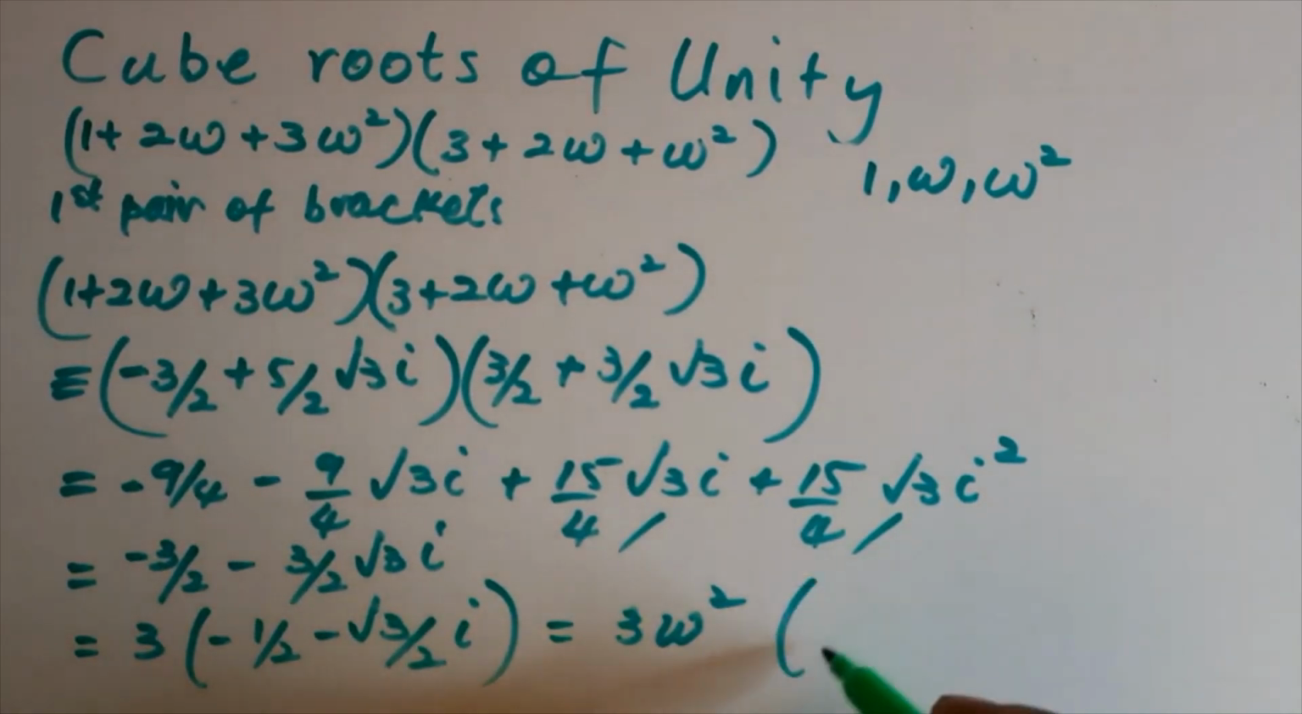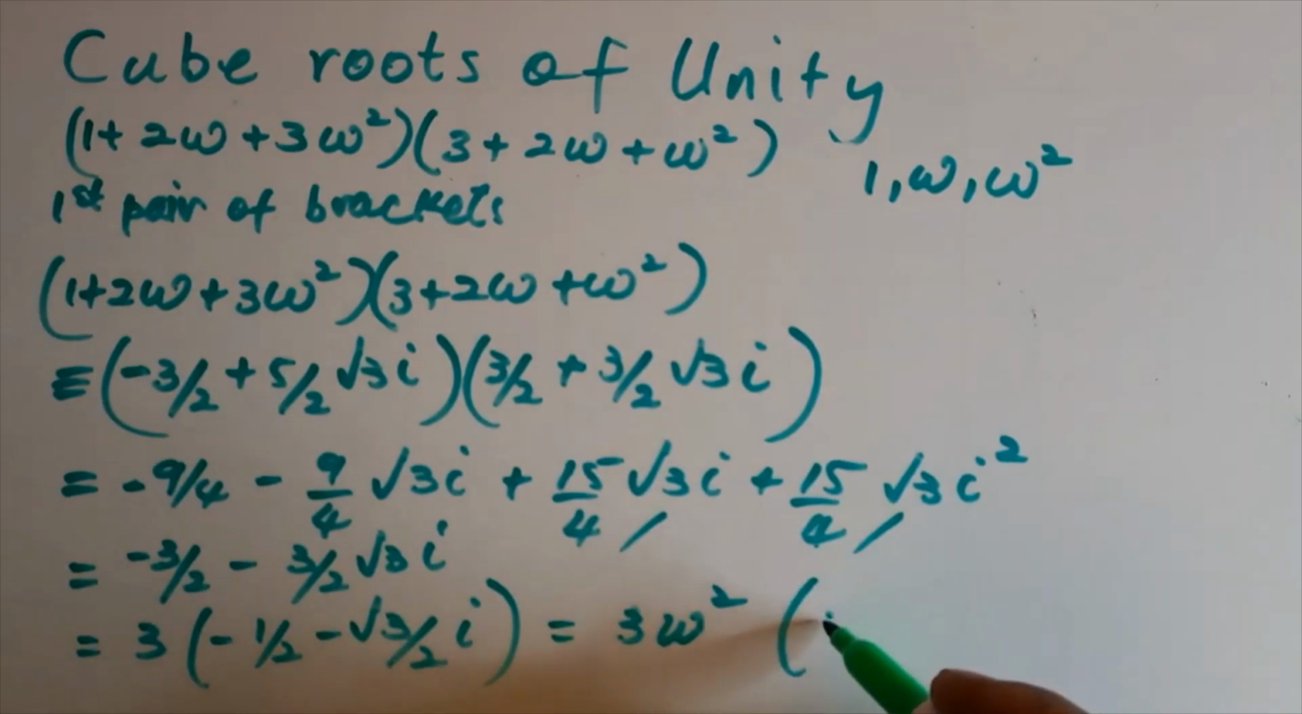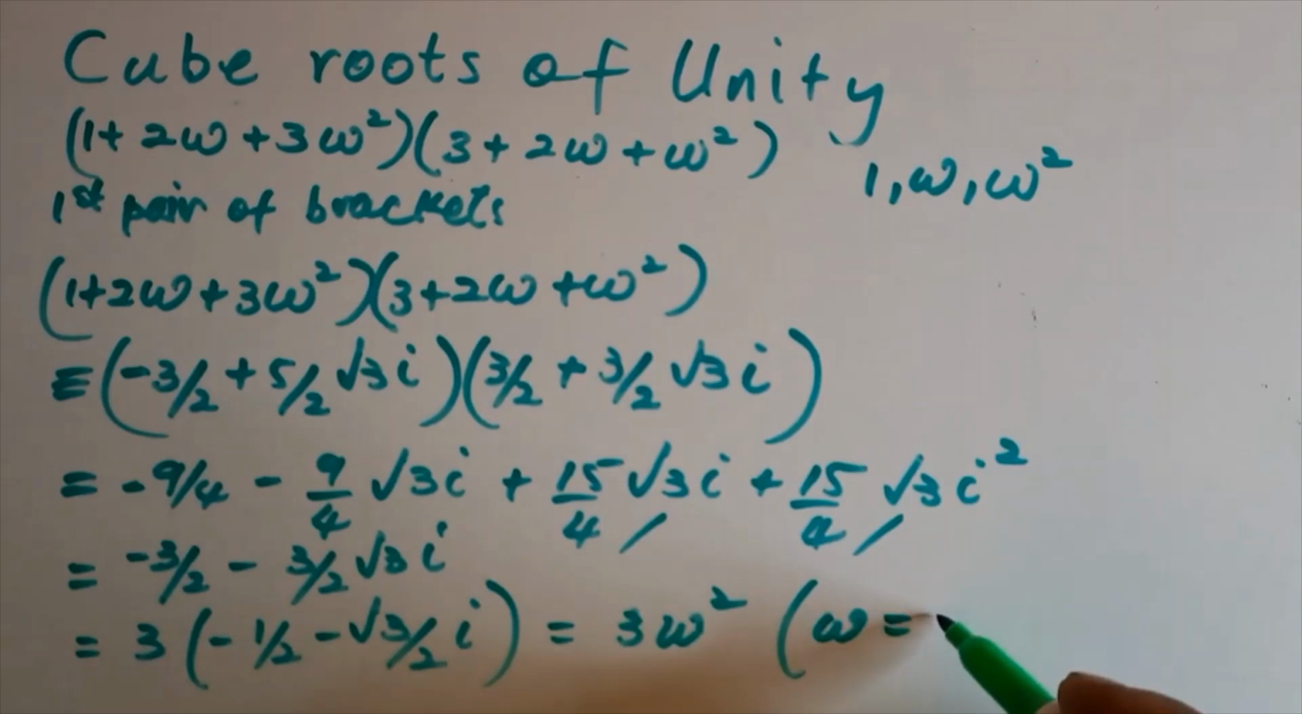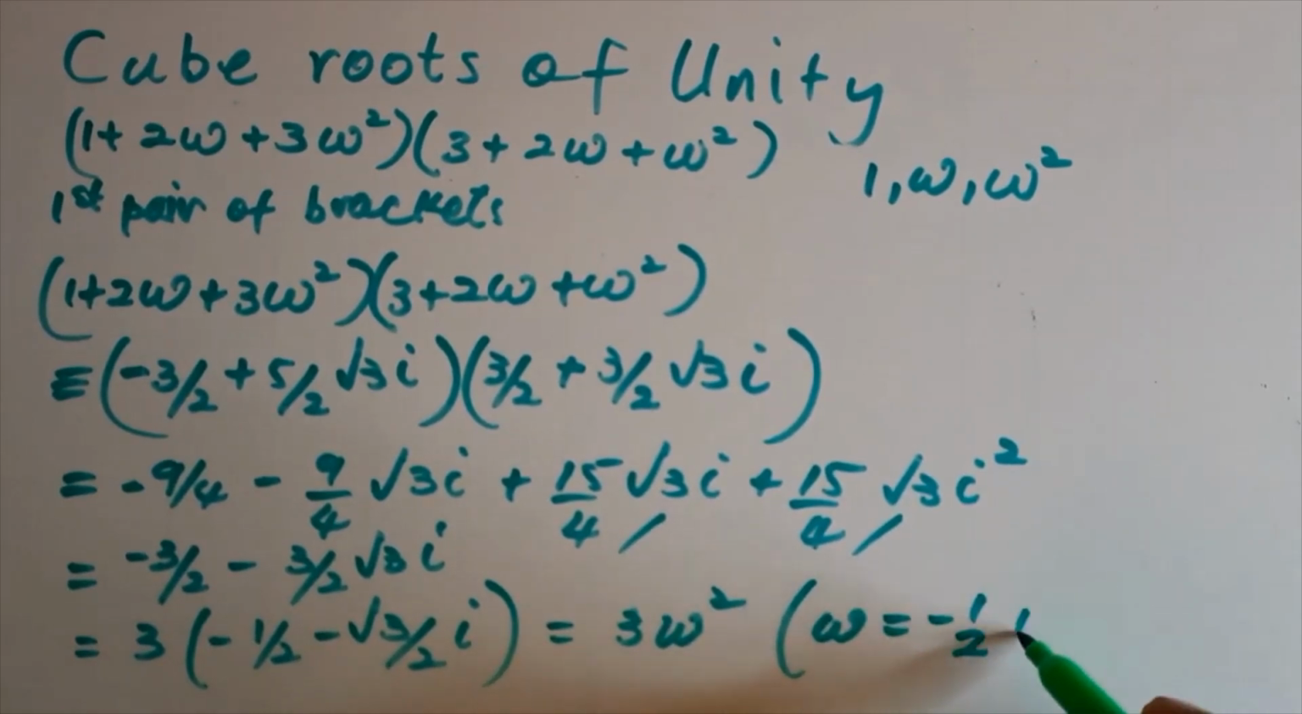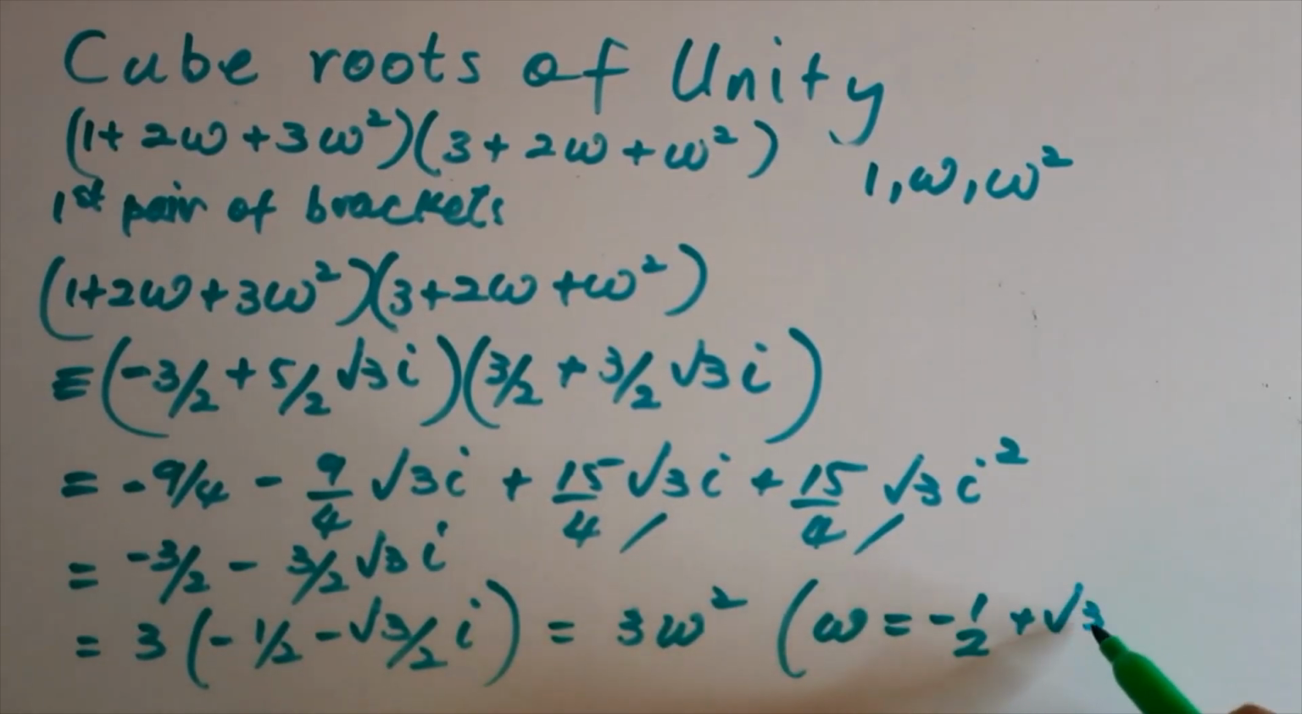And this is where omega is equal to minus a half add root 3 over 2i.